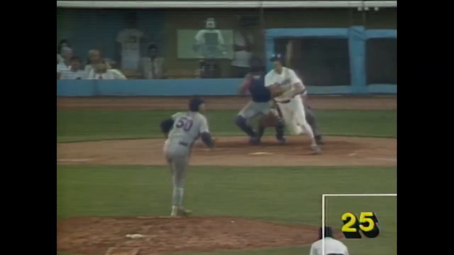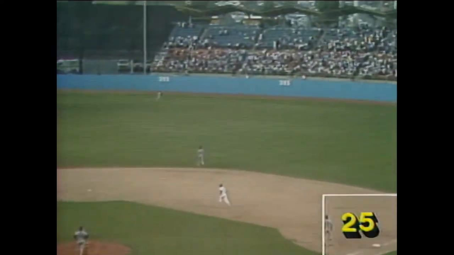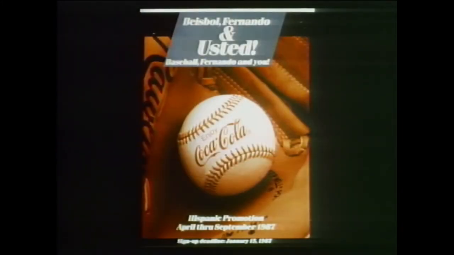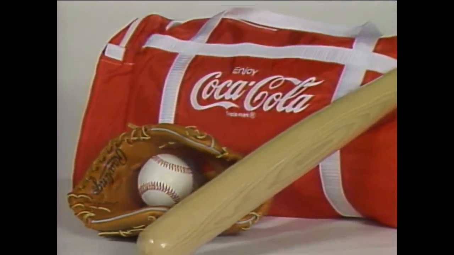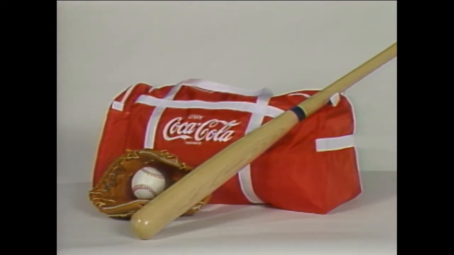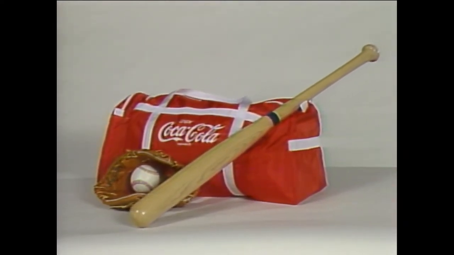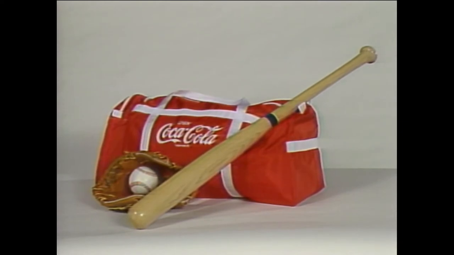Baseball is one of the most popular sports within the Hispanic community. And this promotion provides the ultimate prize for any baseball fan, a trip to the World Series and a chance to meet Hispanic superstar Fernando Valenzuela. Entries are available at point of sale, and quality baseball premiums along with a poster of Fernando are available to help you get the incremental displays and radio merchandising support you're looking for.